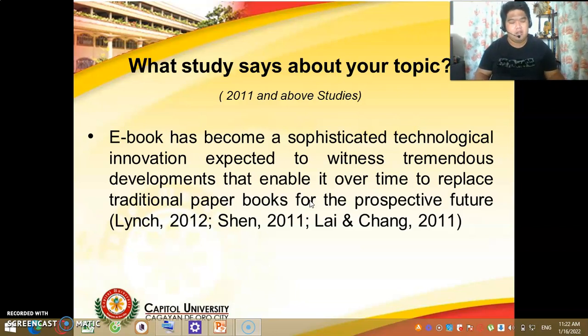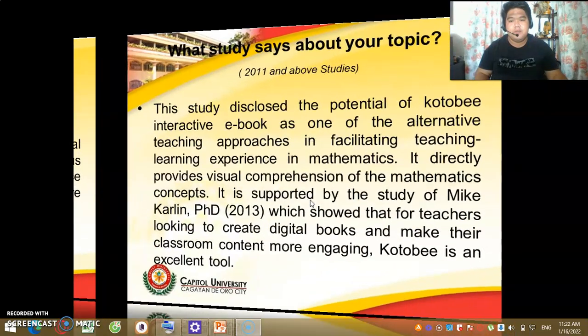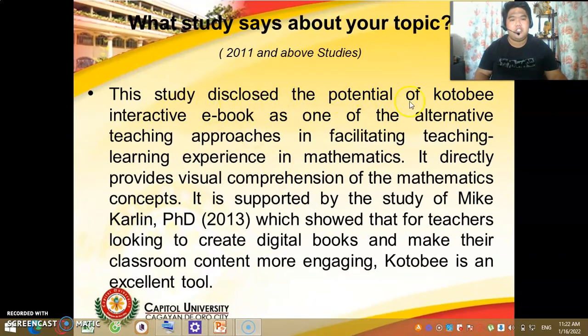Now, another author. This study disclosed the potential of Kotobee interactive ebook as one of the alternative teaching approaches in facilitating teaching learning experience in mathematics. It directly provides visual comprehension of the mathematics concepts. It is supported by the study of Mike Carlin, PhD of 2013, which showed that for teachers looking to create digital books and make their classroom content more engaging, Kotobee is an excellent tool.